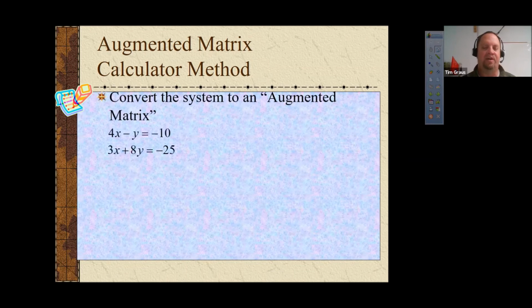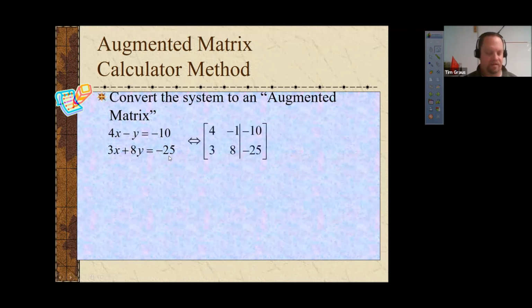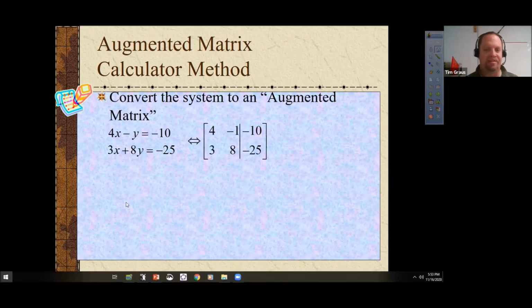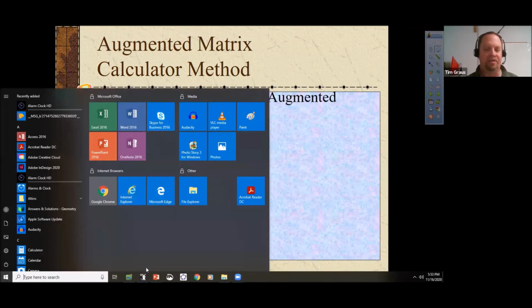If we have a system of 2 equations and 2 unknowns, like you solved a lot of those in section 5.1, we can turn that system into a matrix. The augmented matrix will just have 2 rows this time. The first row will be 4, -1, -10. The second row will be 3, 8, -25. So I'm going to put that system into my calculator.